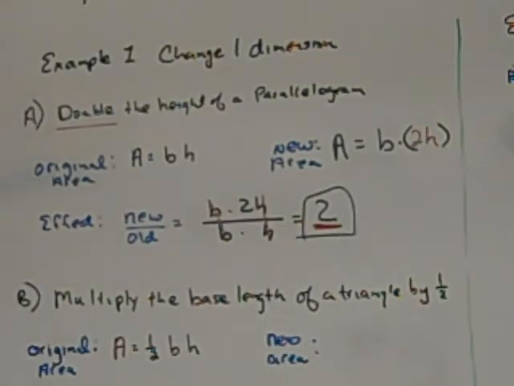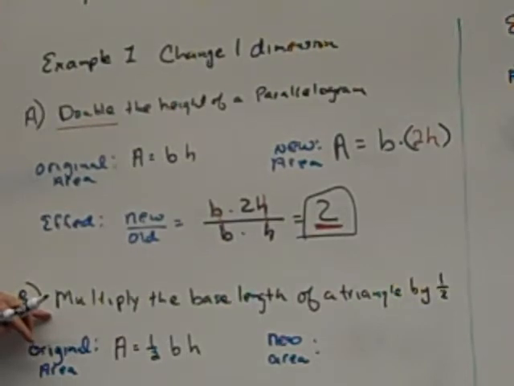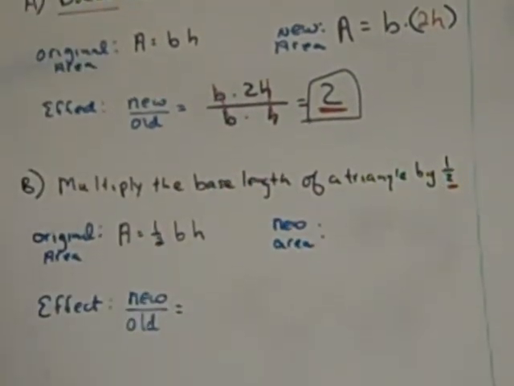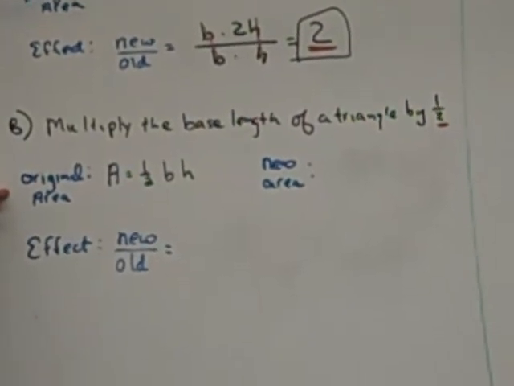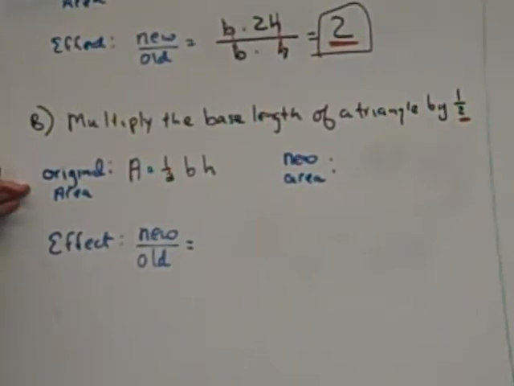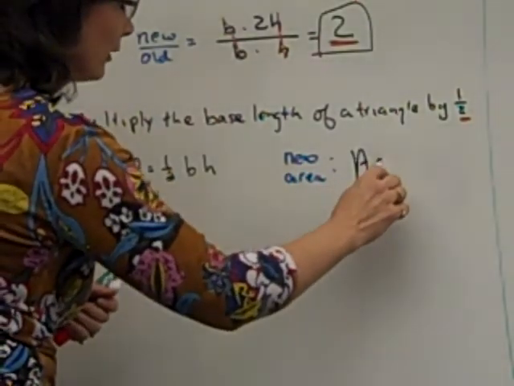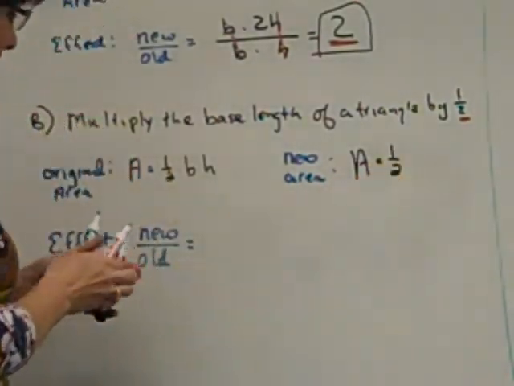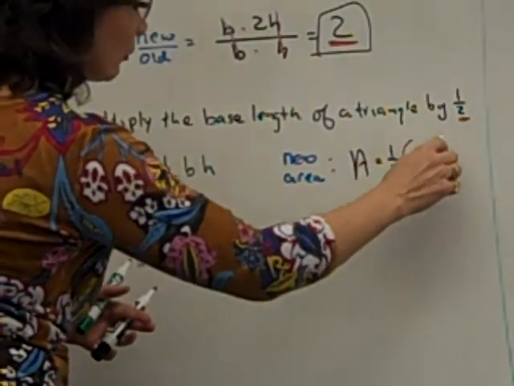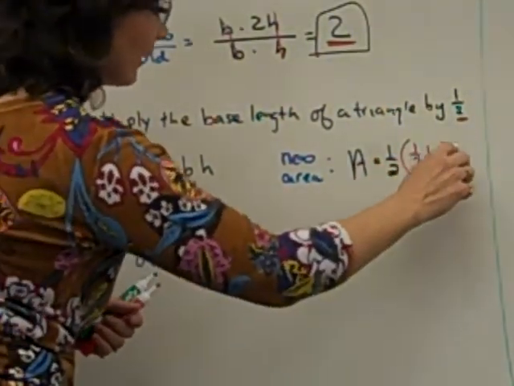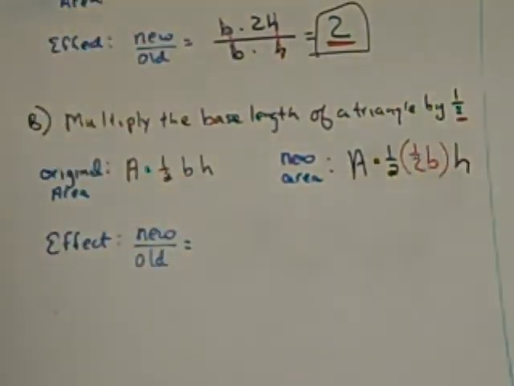Will this work for any figure? Let's look. What if I multiplied the base length of a triangle by 1/2? So I'm going to cut it in half. My original formula, area equals 1/2 base times height. Well, the new formula then, area equals 1/2, and instead of just writing the base, I need half the base, and then the height, of course, is going to remain unchanged.